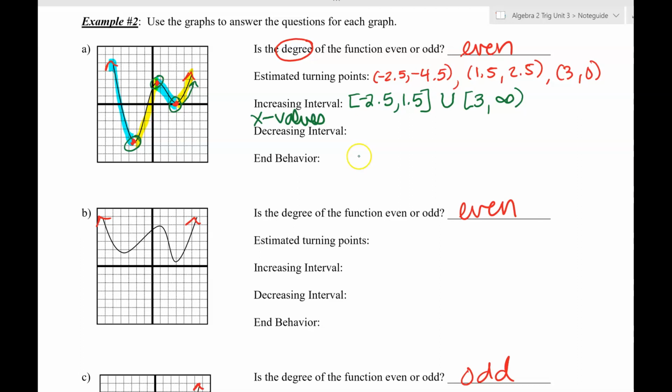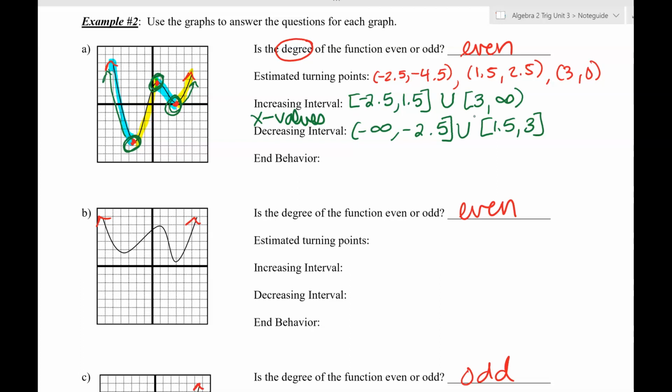For the decreasing interval, we want to look at the blue highlighted areas. So this first blue highlighted area, if we are thinking x values, that's from -infinity up until this first turning point that was about -2.5. So from -infinity until -2.5. And then there is another decreasing interval from 1.5 until 3. And again, because there's 2 of them and we want to include both, we use that symbol between them.